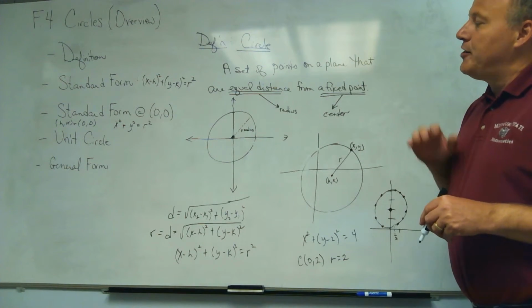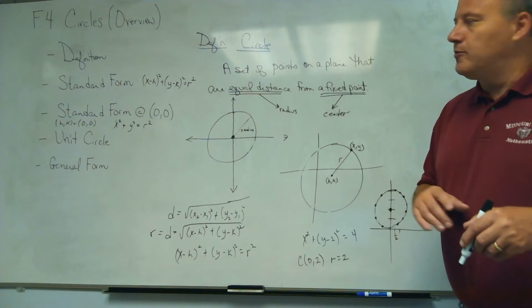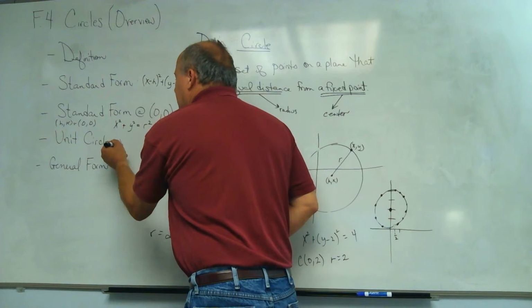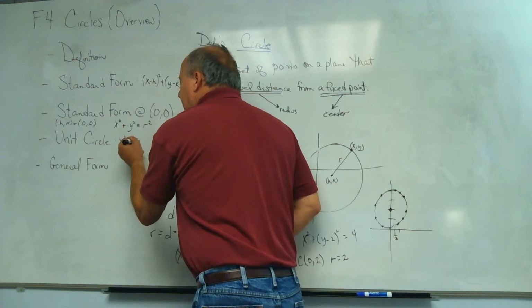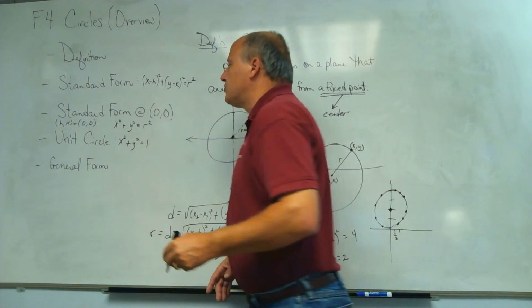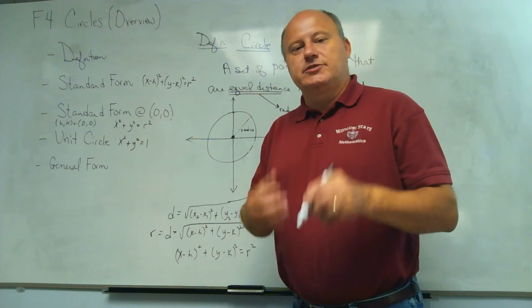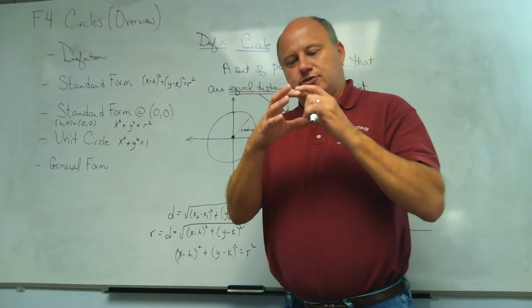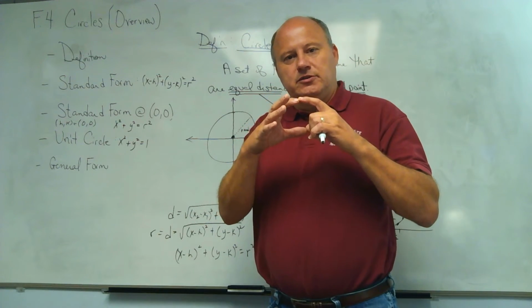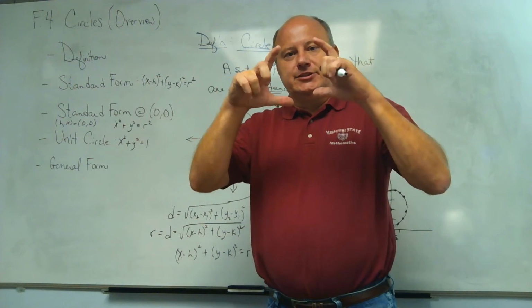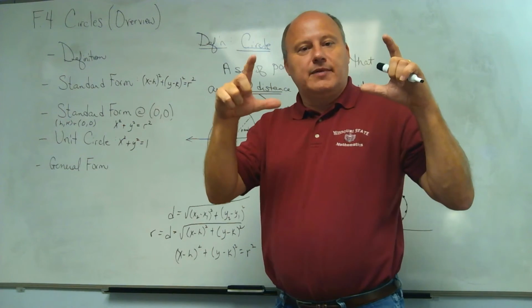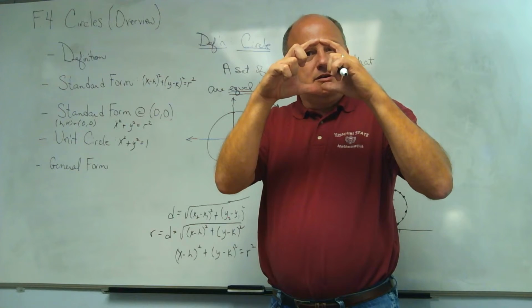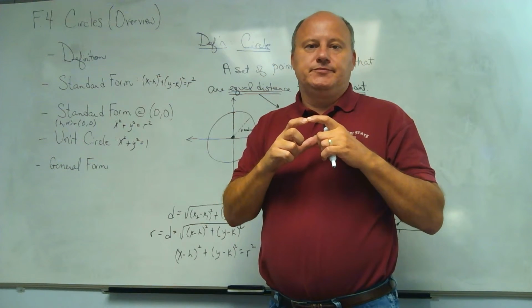So now the unit circle is just a special circle from this one. It's x squared plus y squared equals 1. So it's not just a circle centered at the origin. It's a circle centered at the origin with radius 1. If you have a circle that's centered at the origin, it can be any radius, it's just the standard form at (0, 0). But the moment you make the radius 1, it's called a unit circle.